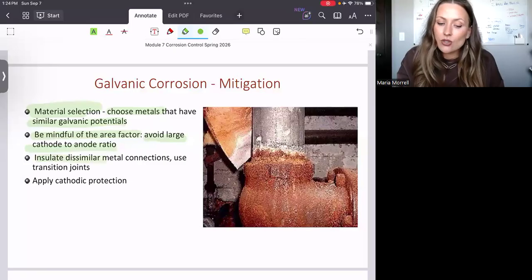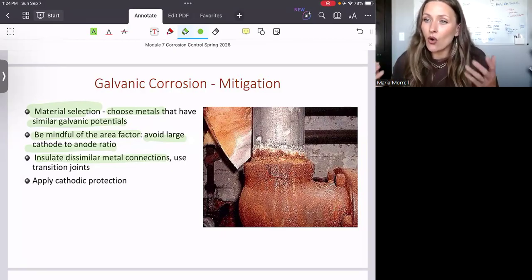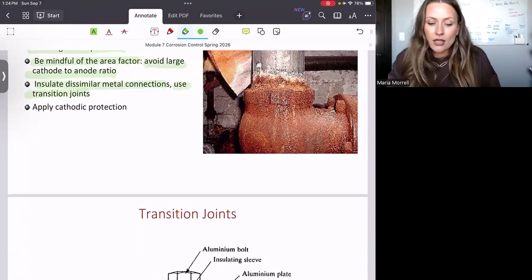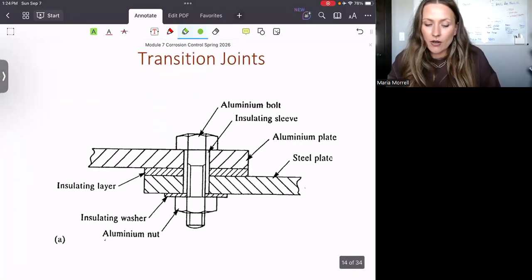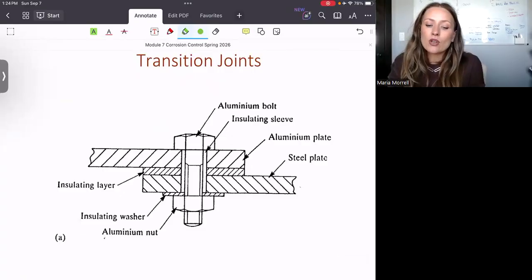Well, you have to insulate these two materials, because as long as they are not touching each other, they exist on their own, right? They will each corrode at their own rate, meaning that they won't accelerate the corrosion of one or the other. And typically we use transition joints. Allow me to show you an example. So we're looking at the transition joint.